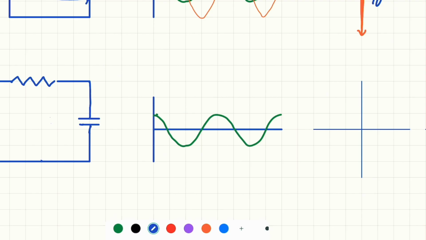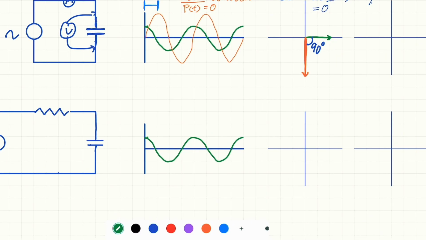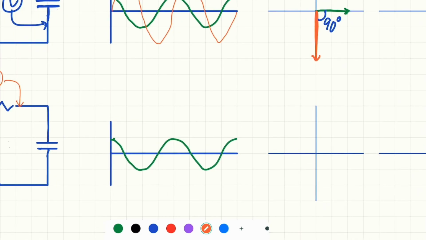Now we can measure the voltage across the resistor, the capacitor, and the power supply. So let's do the three things. First, what is the voltage across the resistor? We call it VR. This voltage again will be in phase with the current. So I will draw the voltage the same here.